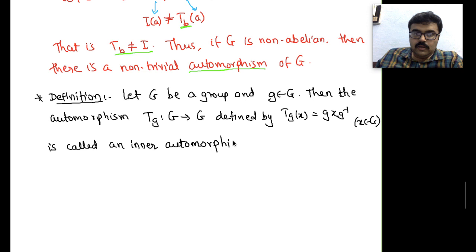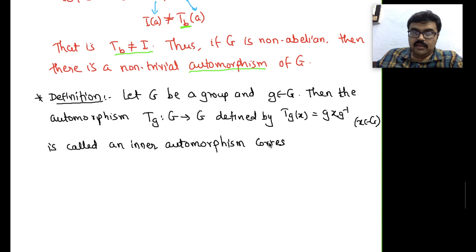There are many inner automorphisms. Change every element, you get an inner automorphism. T_H of x equals H x H inverse. T_G of x equals G x G inverse. So with respect to every element, you get an inner automorphism, and we say that it corresponds to G.